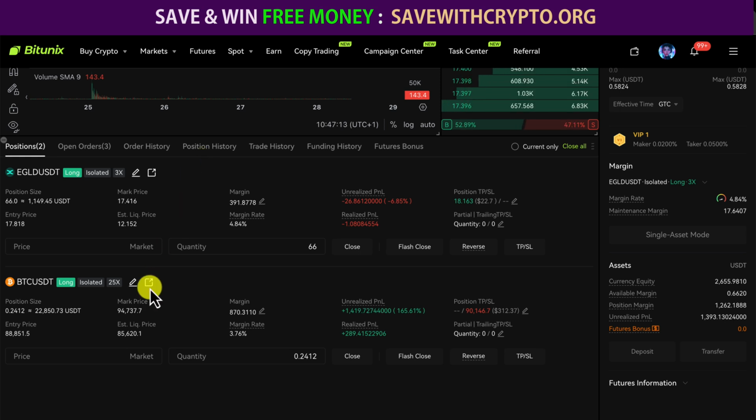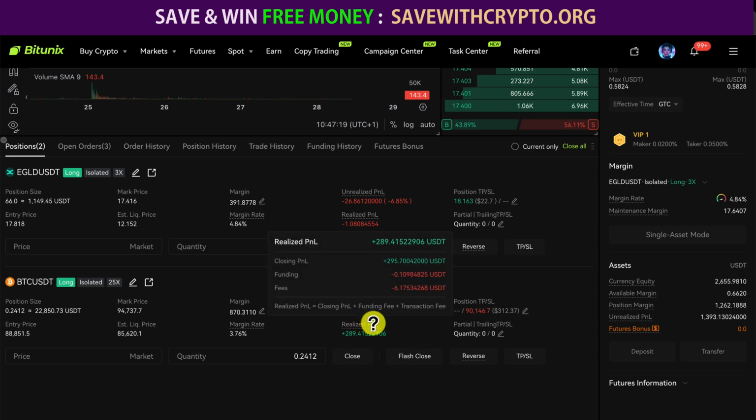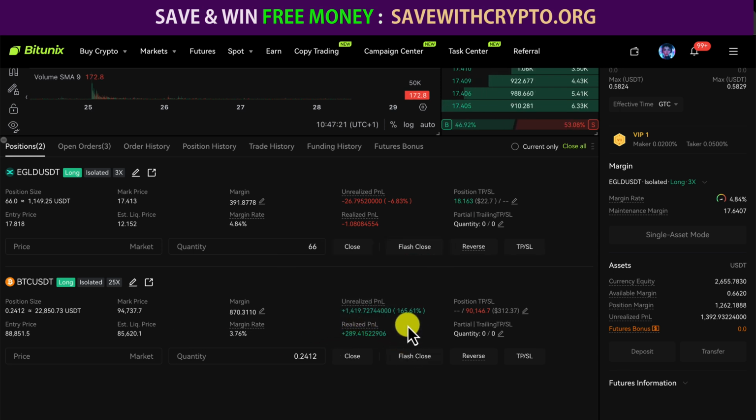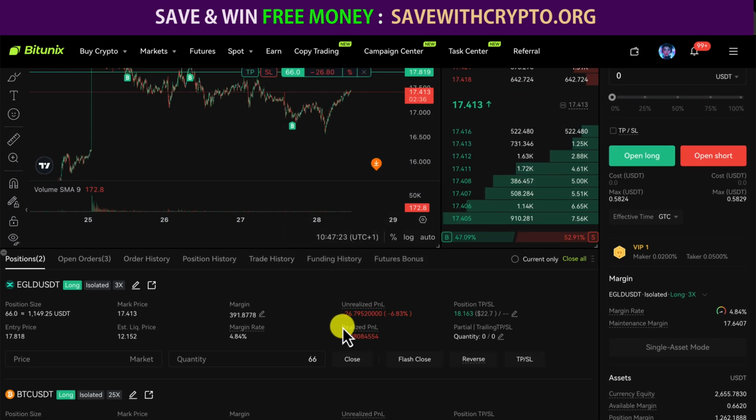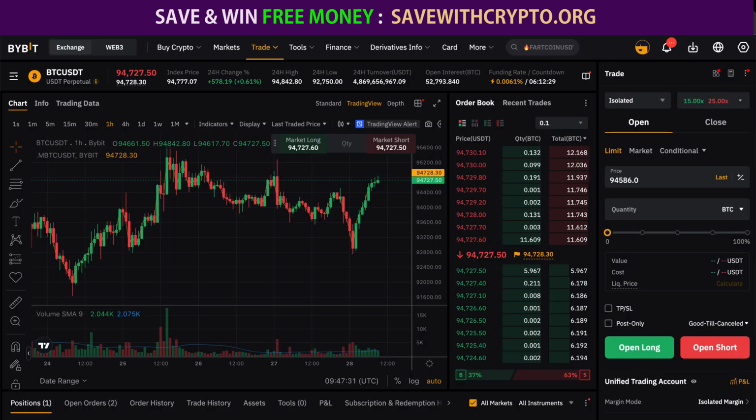And this one here, I've got this trade here, which is 165% in profit, which is $1,400. There's an EGLD one that's down $26, which is really annoying me. I might just cancel that, but we'll see what happens.